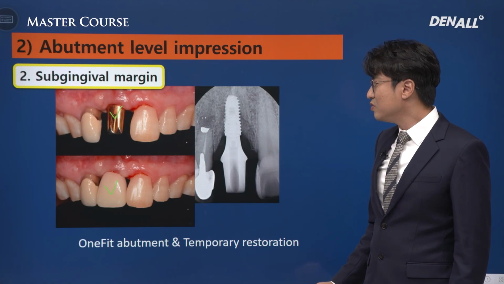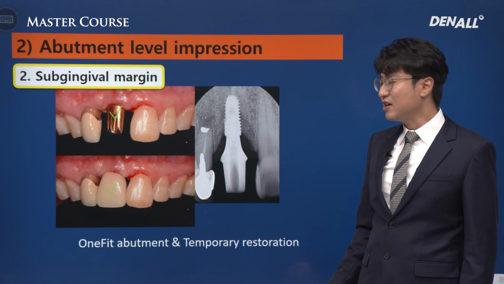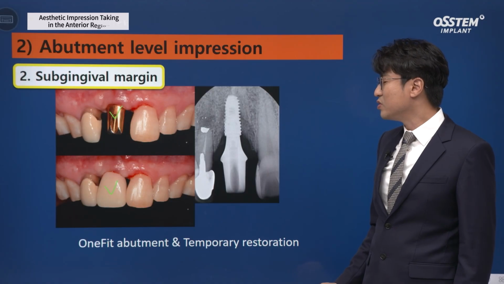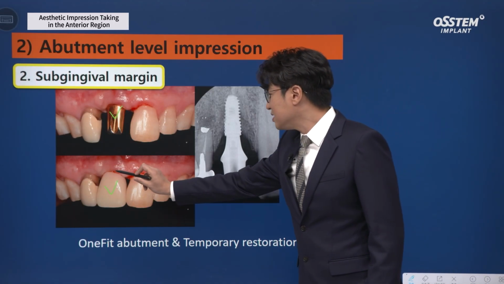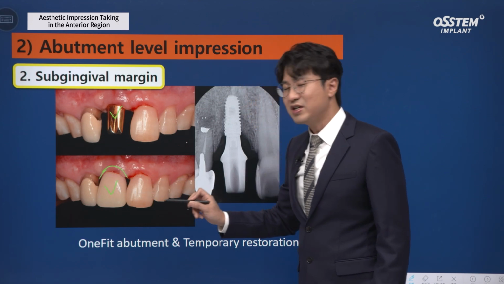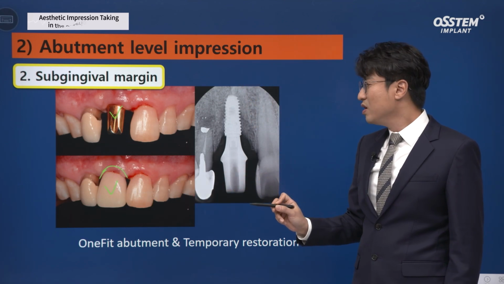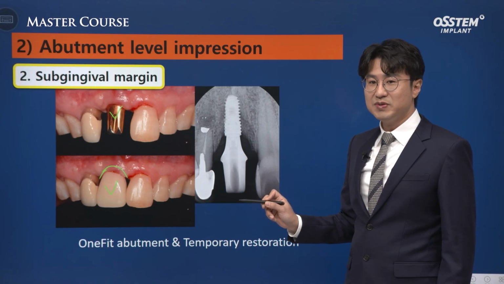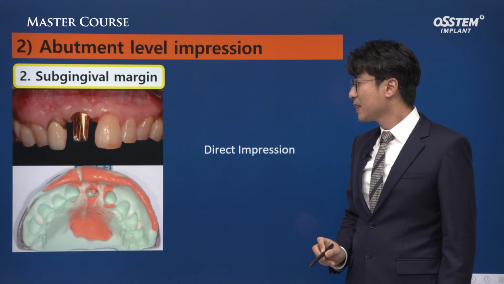Also, for the provisional restoration, to take abutment level impression, before trying off the prosthesis, the margin fit should be good enough. With the temporary in the space, impression taking and the stabilization of prosthesis can be facilitated.